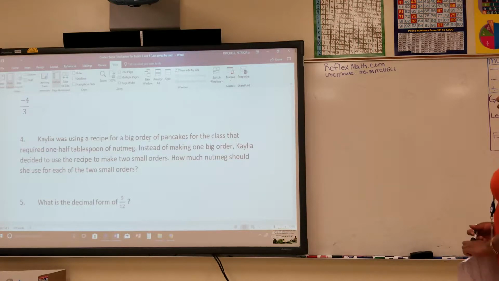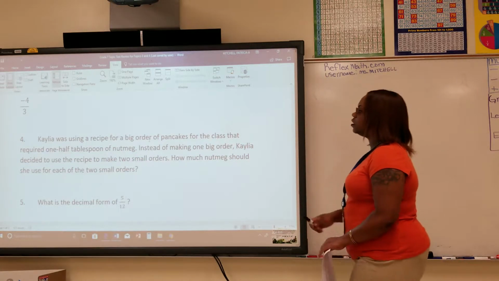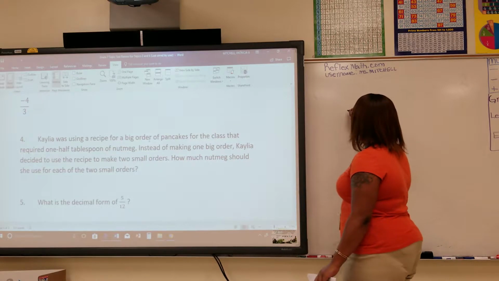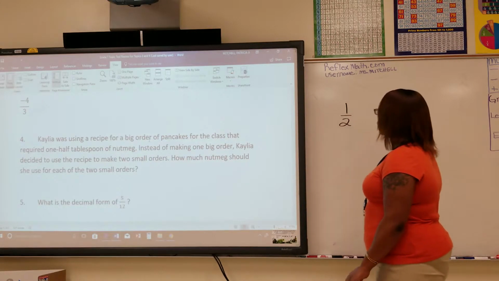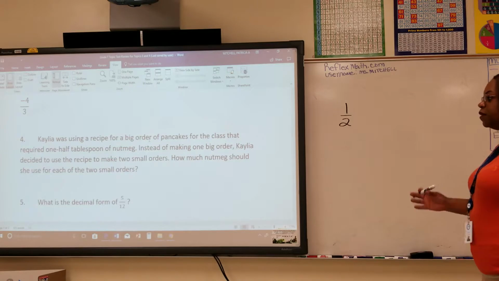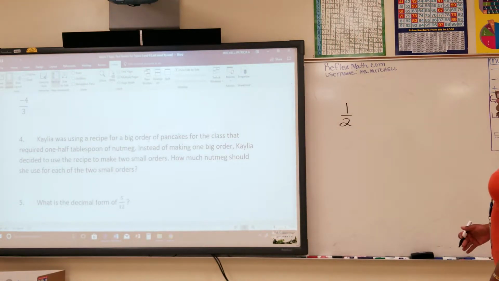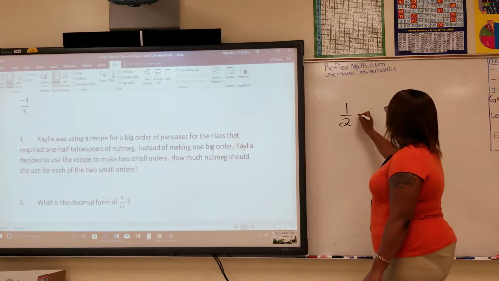So she is making pancakes that requires 1/2 tablespoon of nutmeg. So 1/2 tablespoon of nutmeg. And that was for a big order. But she doesn't want to make a big order. She wants to make 2 smaller orders. Okay? So how much nutmeg should she use for each of the 2 small orders? We're going to have to divide. Why? Because we're going from a big order to 2 small ones. Okay? So we're going to have to divide by 2.